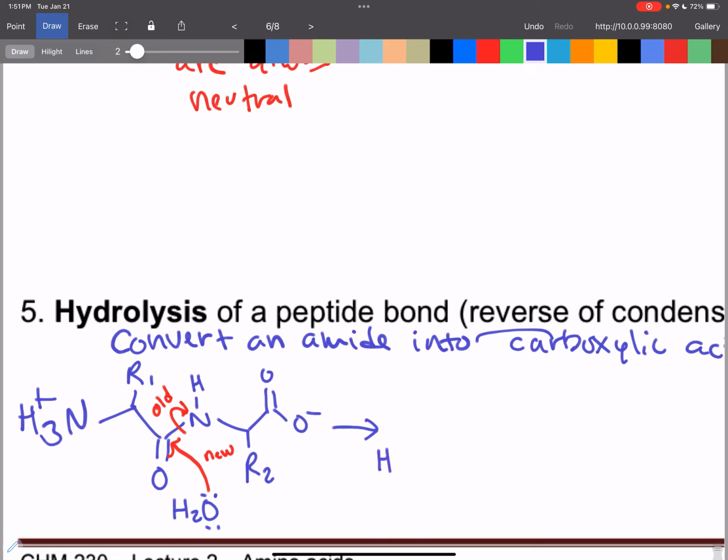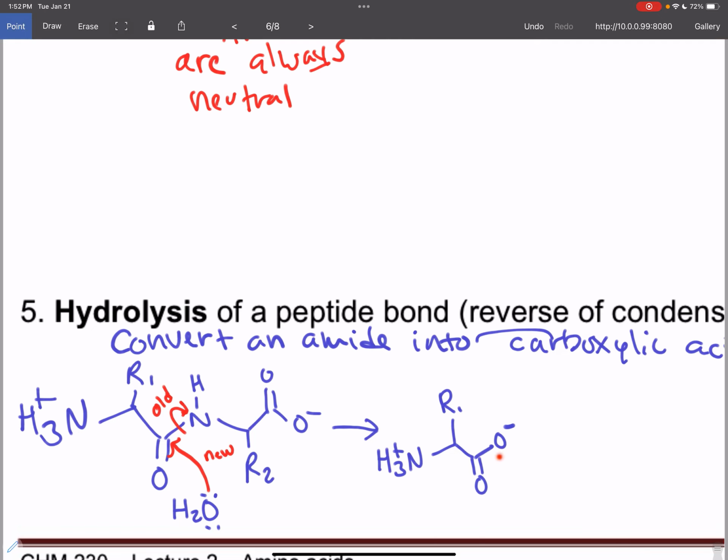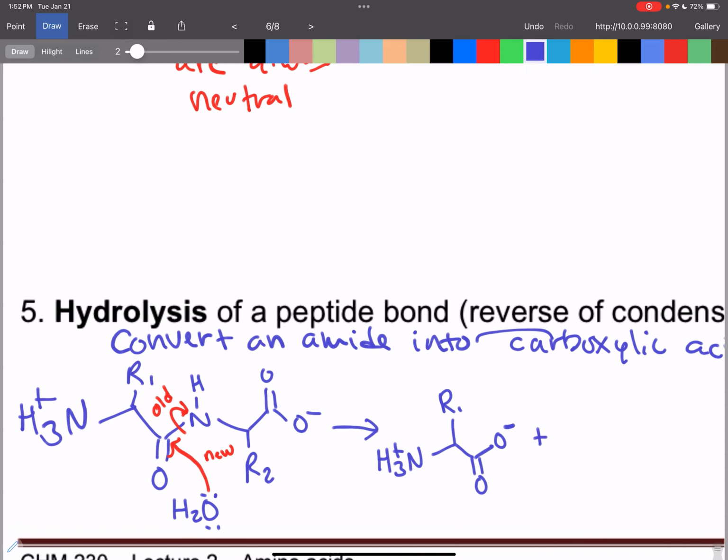So I'm still going to have, from the left-hand side, the H3N, so that amine. I'm still going to have that R1 side chain. I'm still going to have the carbonyl oxygen, but instead of having that nitrogen, I'm going to have a bond to OH or O-, since we're probably doing this at physiological pH. This formed a carboxylic acid, which is going to deprotonate as shown. And then the other product is the other side of that.